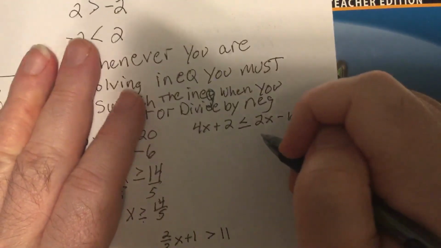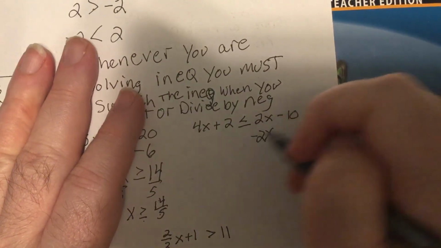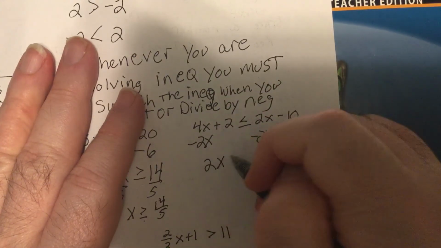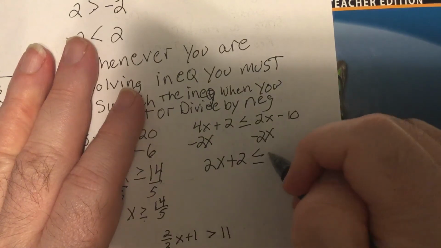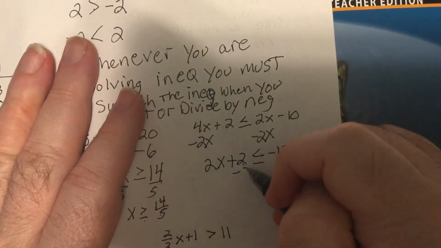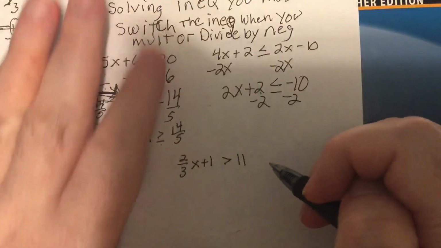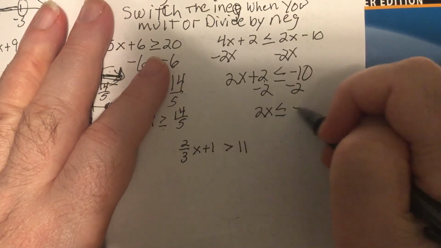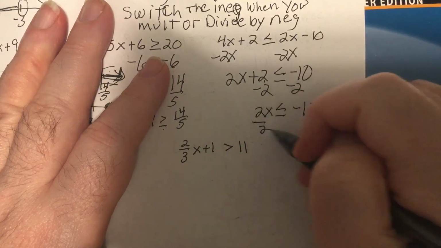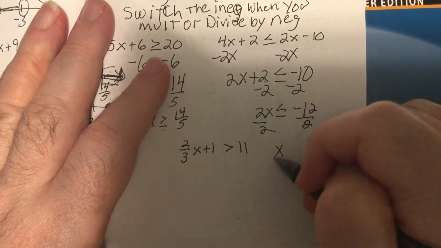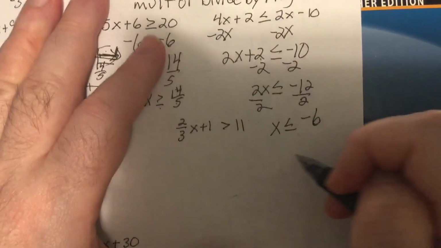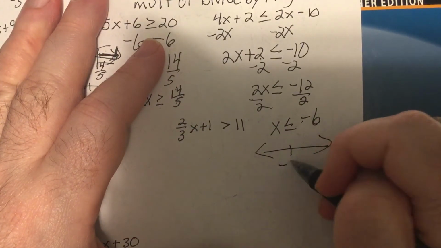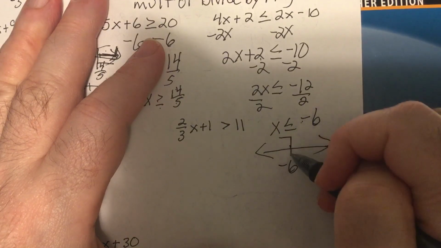Here we go. So we solve it just like normal. Subtract 2x. So 2x plus 2 is less than or equal to negative 10. Subtract 2. Now notice, I'm not going to multiply or divide by a negative, so no switching the inequality. So divide by 2, x is less than or equal to negative 6. So the answer is negative, but that's okay. So negative 6, bracket to bracket, bracket.